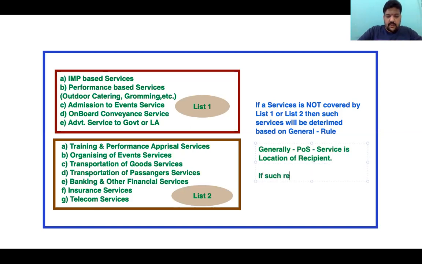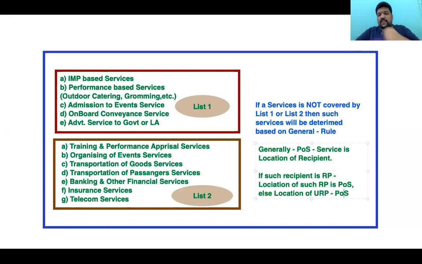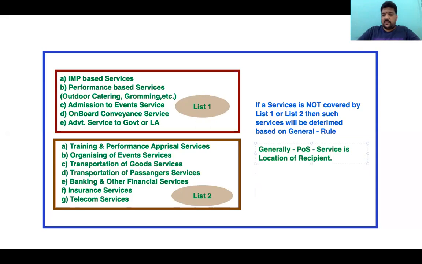If such recipient is a registered person, then location of such registered person is the place of supply. Else, location of the unregistered person. End of the day, it's location of such unregistered person. In fact, you can even conclude it. Generally, location of recipient is going to be place of supply, irrespective of registered or unregistered person. Okay, you can conclude, including registered or unregistered person. I'll close in that way. That is the easiest way to close here within the space.